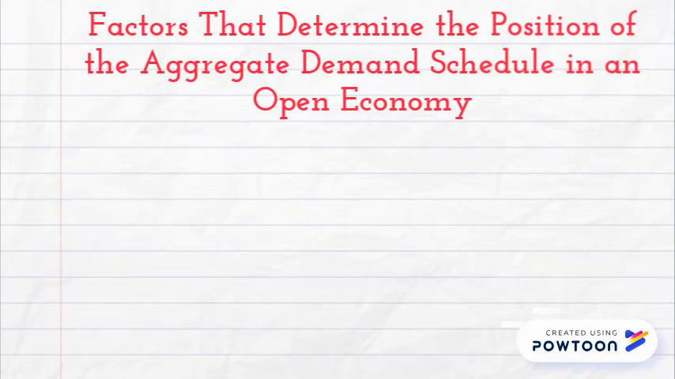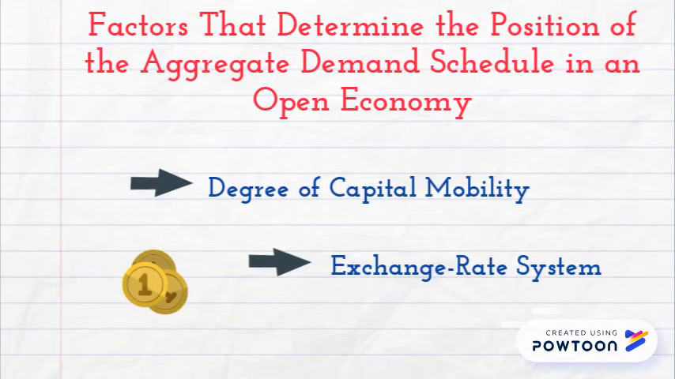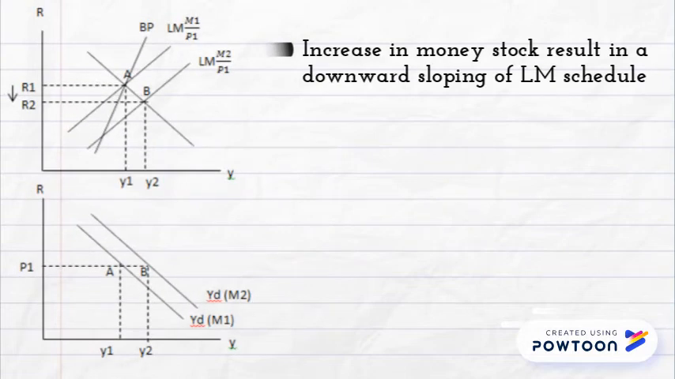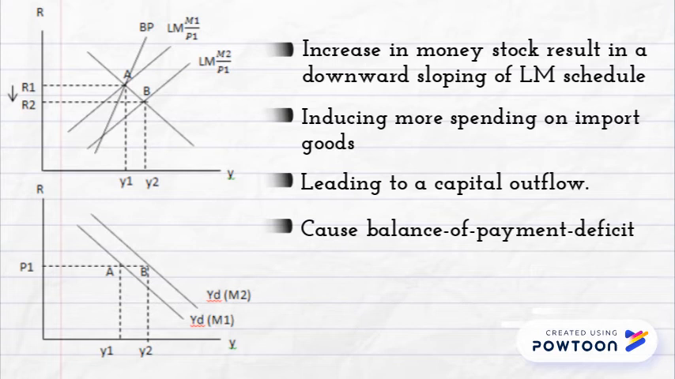Factors that determine the extent to which economic policy can influence aggregate demand are the degree of capital mobility and the exchange rate system. Let's look into how monetary policy affects aggregate demand in an open economy with a fixed exchange rate. An increase in money stock causes the LM schedule to fall, inducing more spending on imported goods and capital outflow, leading to a balance of payments deficit.